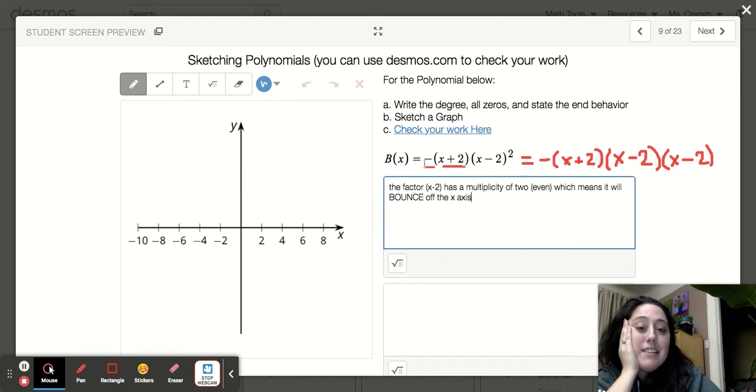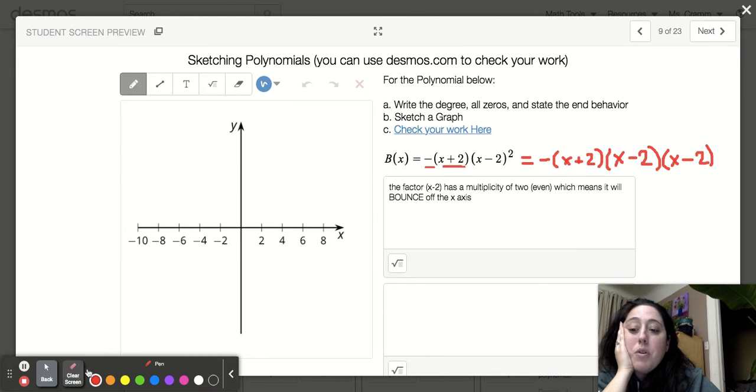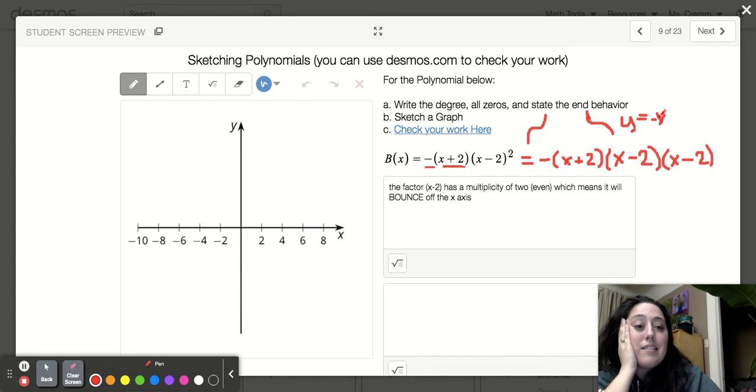The fact that this is negative means that normally I have a cubic function that goes like this, but because it's negative, it changes around. So instead of starting downwards, I'm actually going to start upwards, right? And end down. So this is like y equals negative x to the third, versus this one is just your generic, positive x to the third.